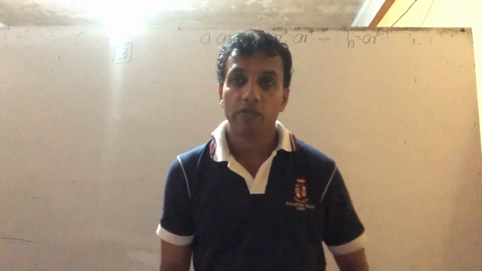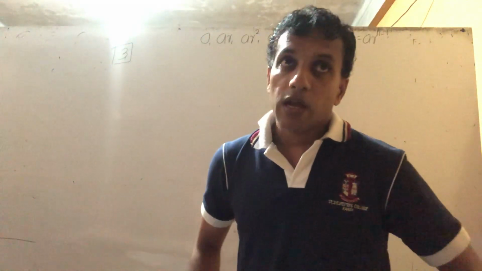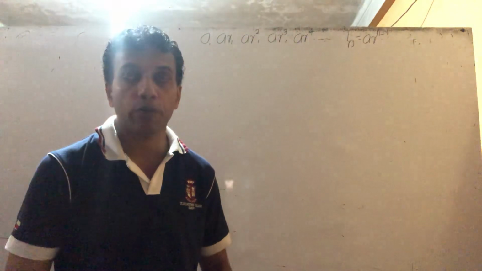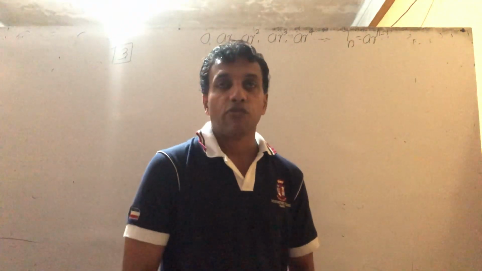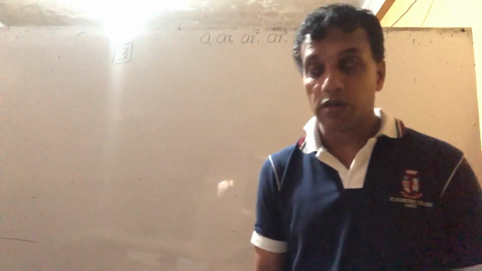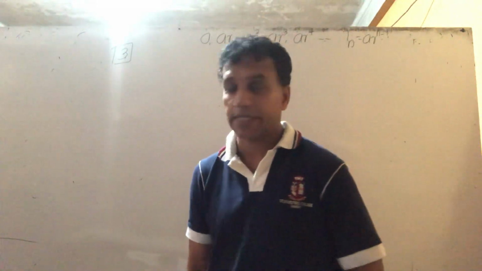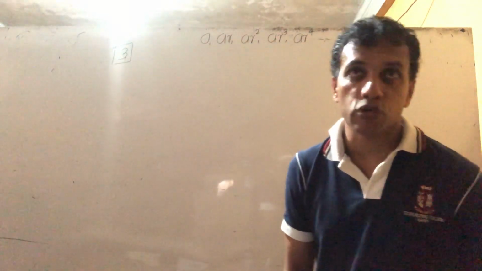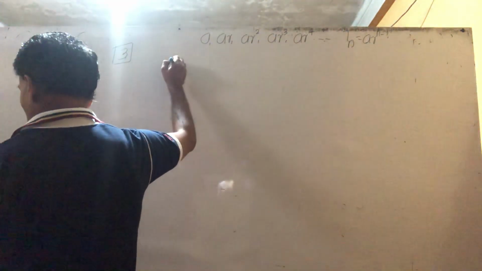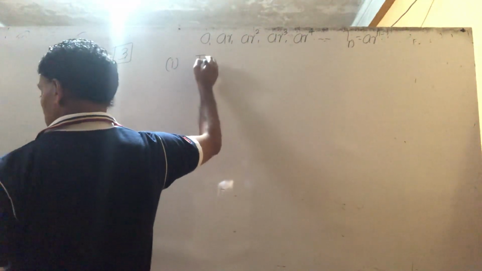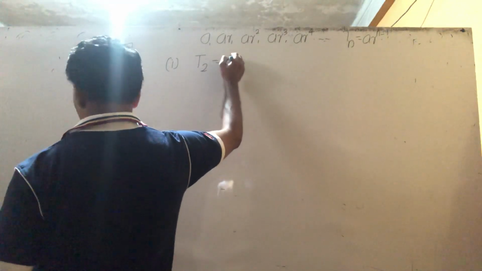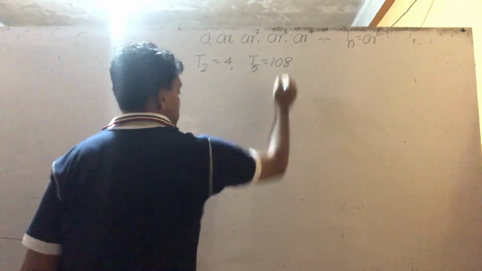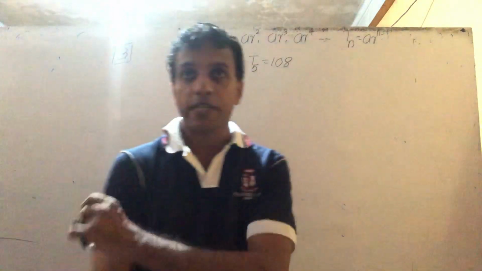Find the first term and the common ratio of the following geometric progressions. See, first question: T2 equals 4, T5 equals 108. This is another important type of question in the exam.